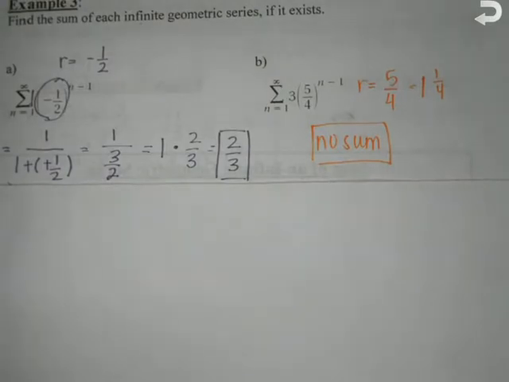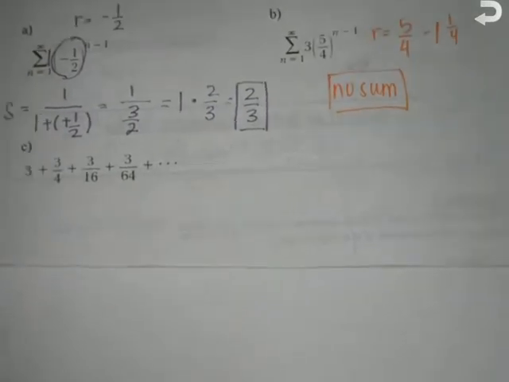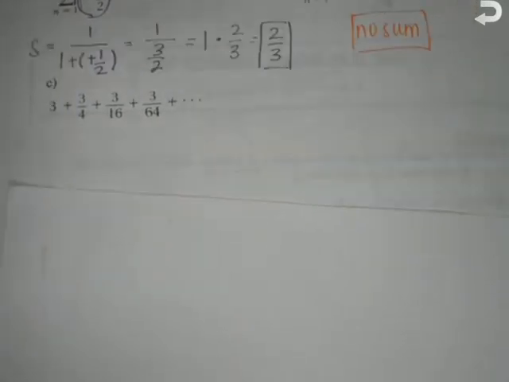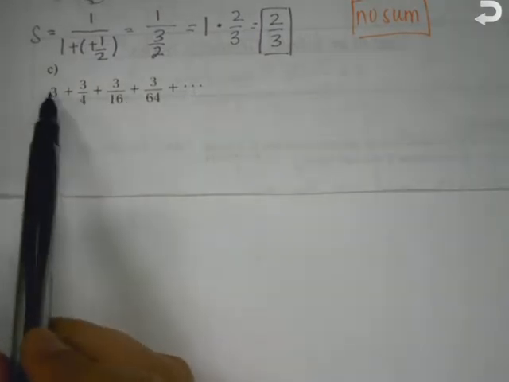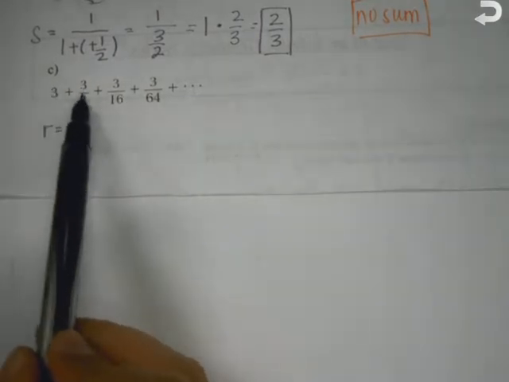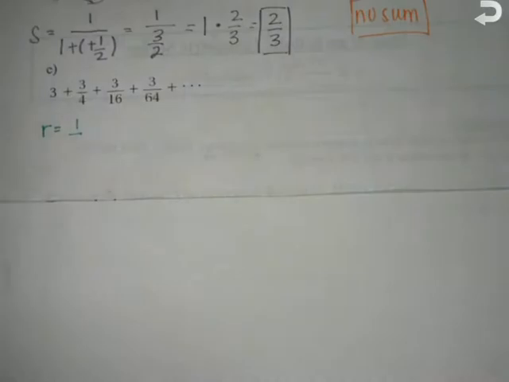C. What's R? Well, if R was 3 over 4, then going from here to here, the numerator would be 9. So the numerator has to be 1, and the denominator is 4. Is 1/4 between 1 and negative 1? Yes, it is. So we're good to keep going.